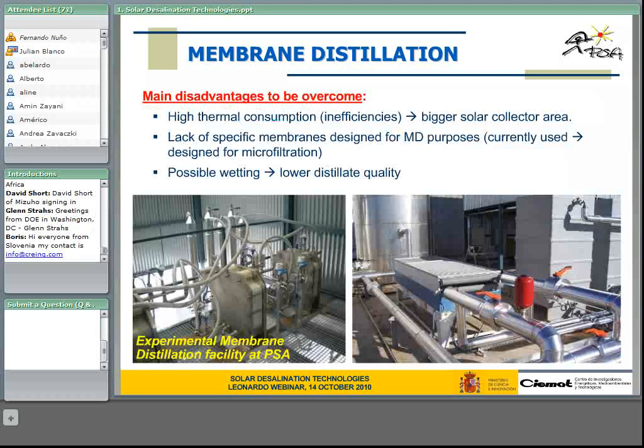Also, another problem is that there is a lack of specific development of membranes designed for this membrane distillation process. The current units and systems are designed for microfiltration, for other applications rather than desalination. And also, depending on the different materials and configuration, we have possible wetting. I mean the water passes through the membrane, so this produces a lower quality of the distillate.